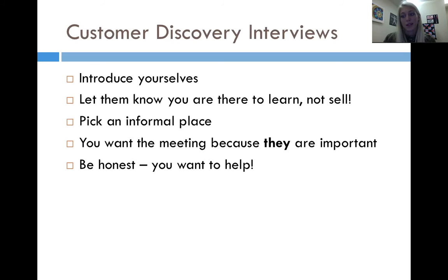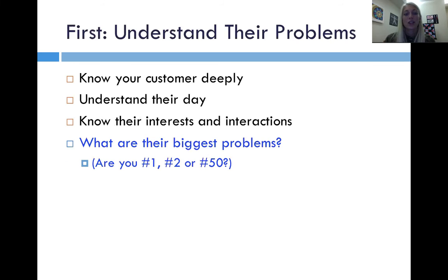Pick an informal place if that is necessary, and then you want to meet because they are important. That is important to establish. And be honest, you do want their help, so tell them so. First, you need to understand their problems.